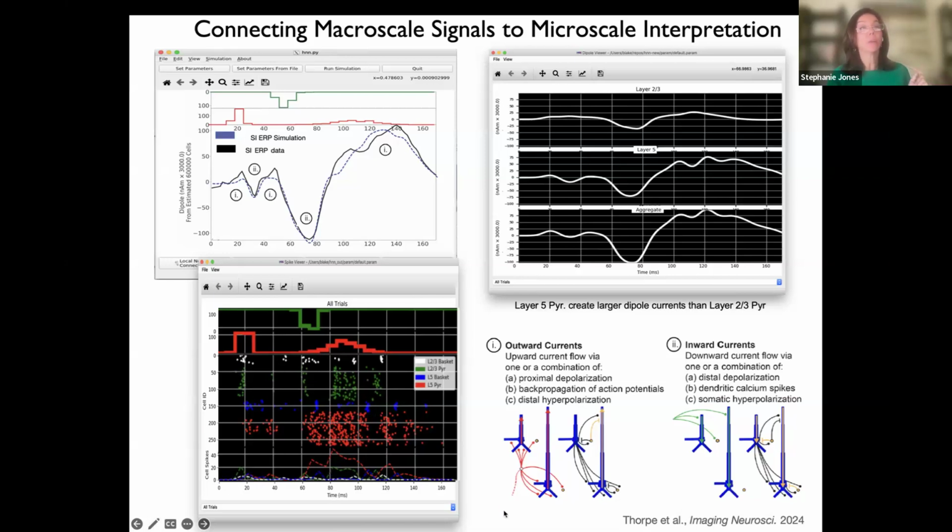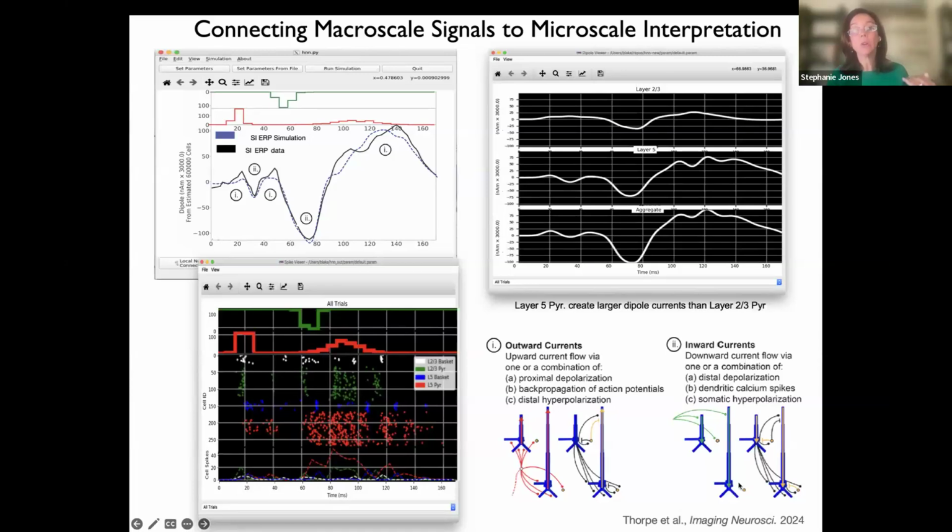can come from either proximal depolarization pushing the currents up. If you get action potentials in these cells, they backpropagate up the dendrites. If you have inhibition out at these distal dendrites, that will pull current flow up. This figure is coming from a recent paper by Ryan Thorpe, who is one of our HNN developers. And I encourage you to grab this paper because this is really essential when you start to think about what's causing current flow up and down and how it relates to spiking activity in the layer-specific responses?